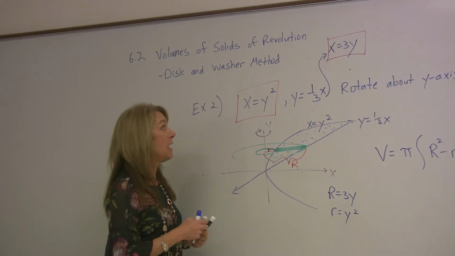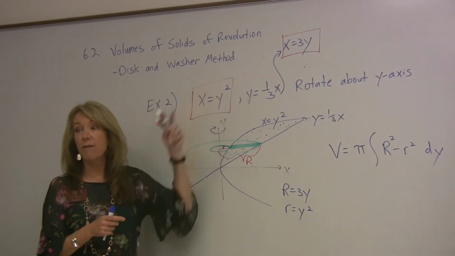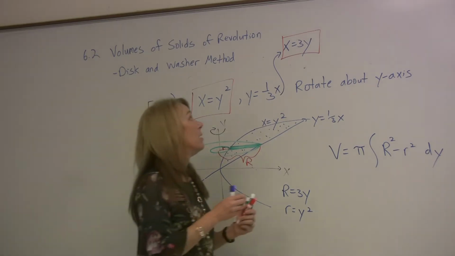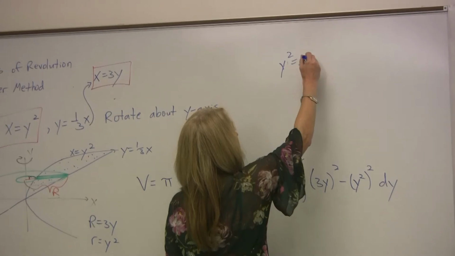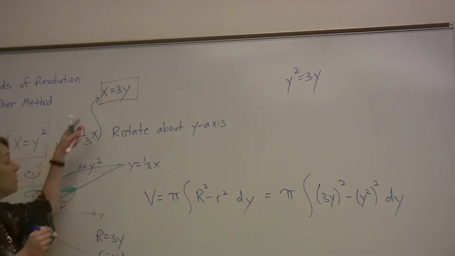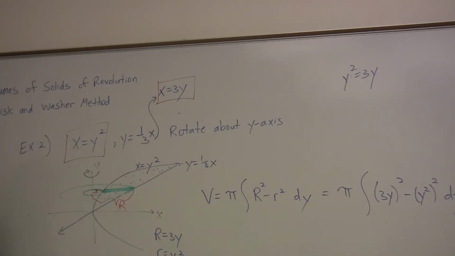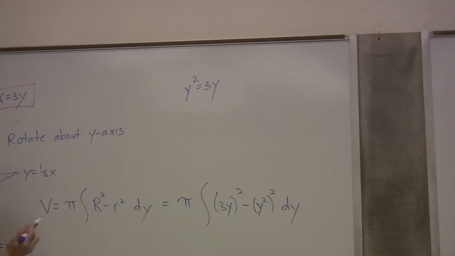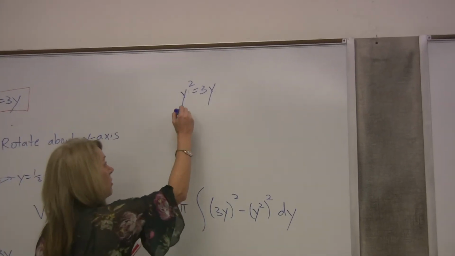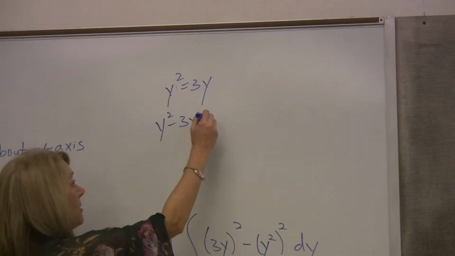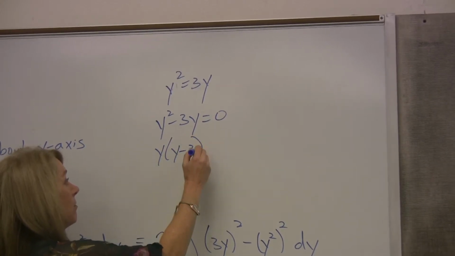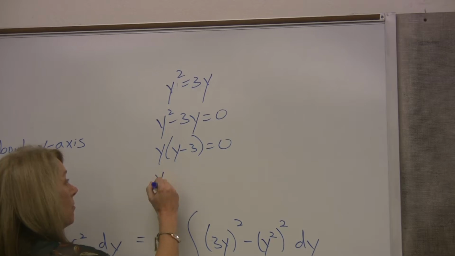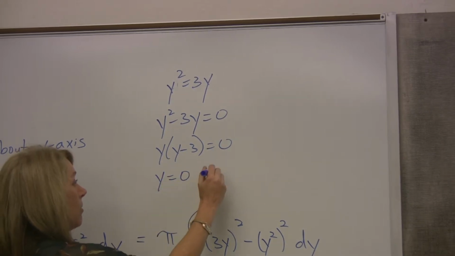Okay, now I need to find the bounds. I'm going to take her suggestion and set these equal to each other so I can find what those bounds are. So I want y squared to equal 3y. This function to equal that function. It's a quadratic, so I'll set it equal to 0 to solve it. We did some practice on this last time. Factoring's a really nice technique here. Y equals 0 and y equals 3.